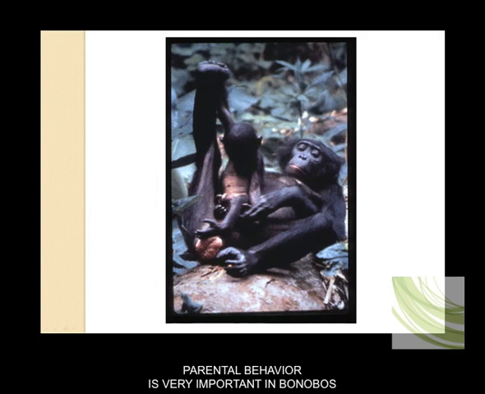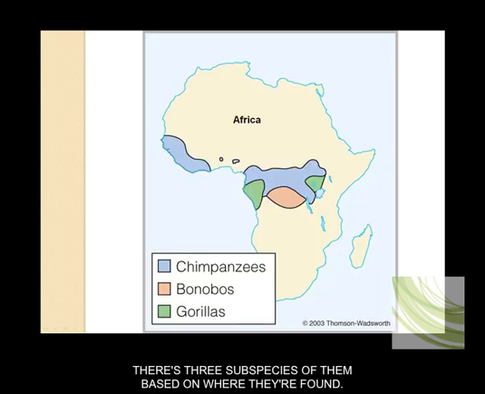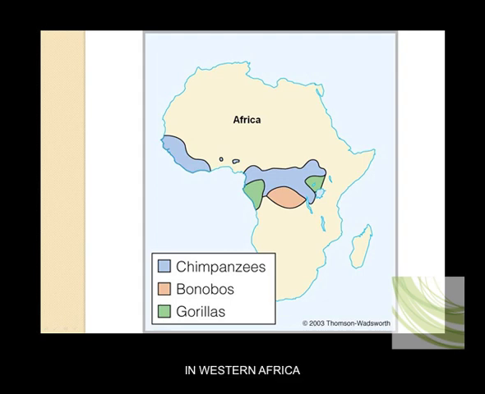Parental behavior is very important in bonobos as well as in other apes, and the mothers do a lot of interacting with their infants. And we then have chimpanzees, which are called Pan troglodytes, and there are 3 subspecies of them based on where they're found in Africa. You can see there are some small pockets of them in Western Africa and some larger groups near the coast and large groups in the middle.